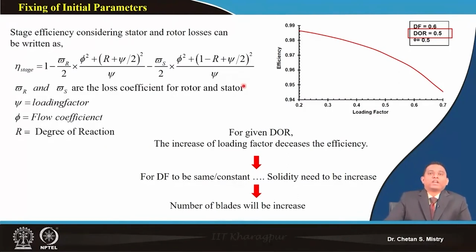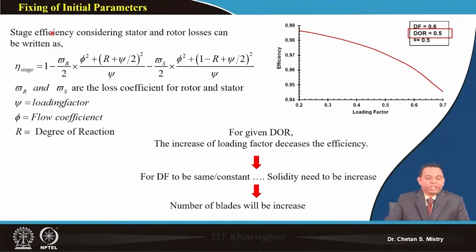Now let's try to understand what parameters we have discussed: the loading coefficient, the flow coefficient, the degree of reaction, and one more parameter, called the diffusion factor. All these parameters have certain limits, and those limits are directly related to the efficiency, and that's the reason we are emphasizing those numbers.